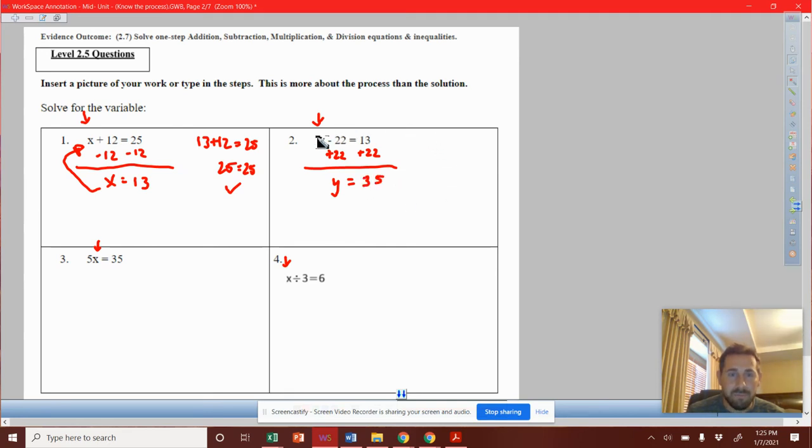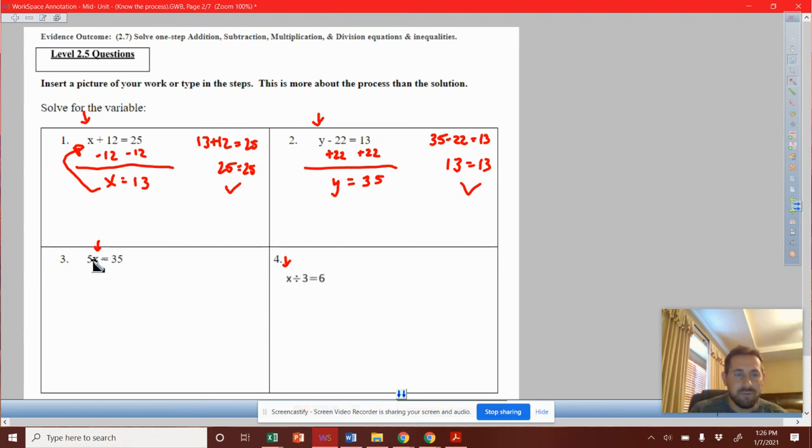Don't believe me? Plug it back into the original equation. 35 minus 22 equals 13. If you solve this, you get 13 equals 13. Check, it's good. Okay? This is 5 times x.